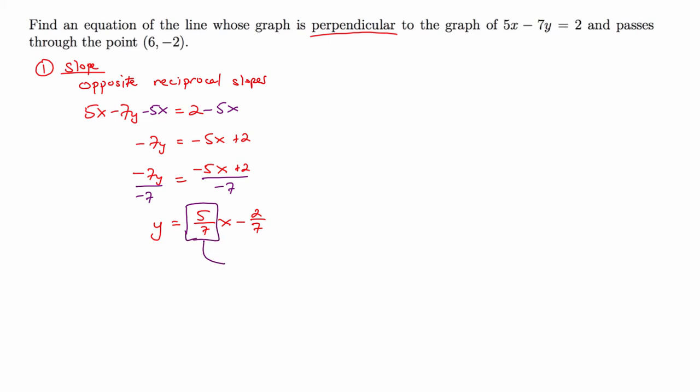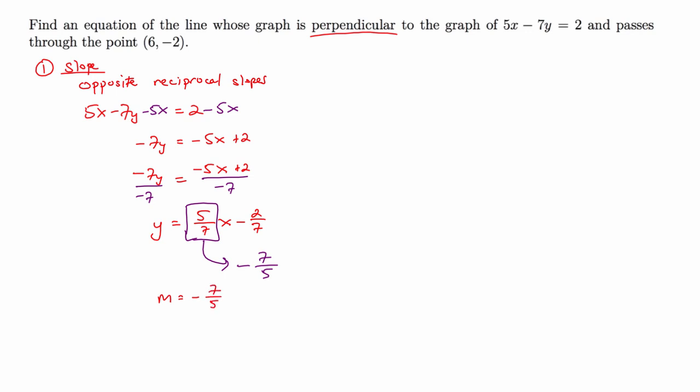From our work, we now can see the slope of the line that we want to be perpendicular to is 5/7. So if we want to be perpendicular to this, we need to be the opposite. Since that's a positive slope, our line needs to have a negative slope, and it needs to be the reciprocal. The 5/7 will then become a 7/5. So we know the slope of the line we are trying to find is negative 7/5.